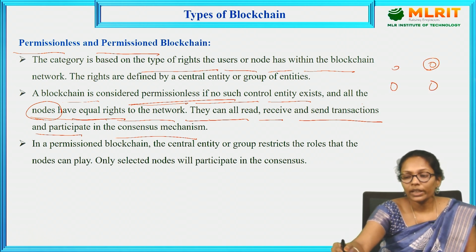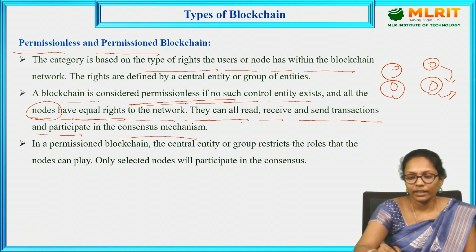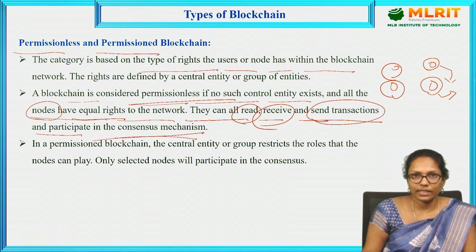This node can validate a transaction. This node can also validate a transaction. All the nodes can do all these things. They can read, they can receive, they can send the transaction. They can also validate the transaction using the consensus mechanism.